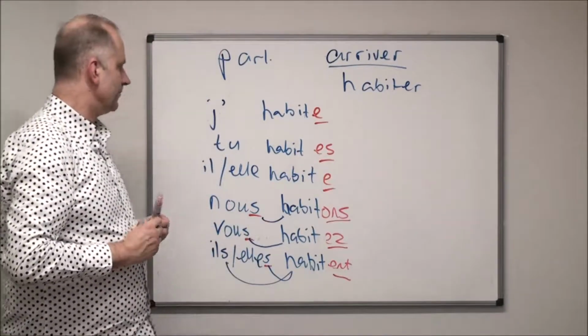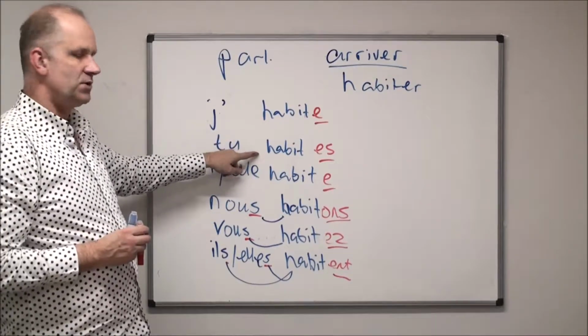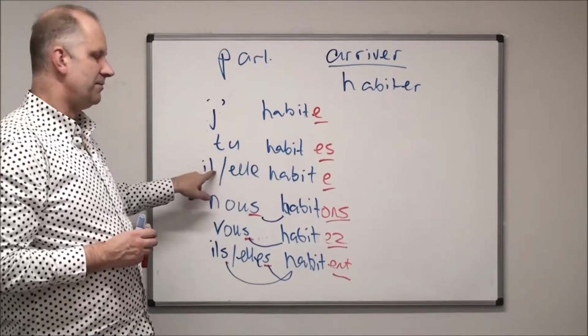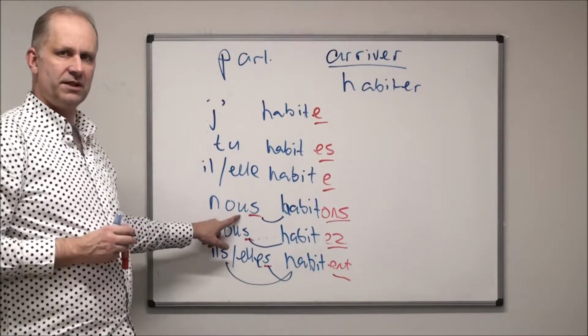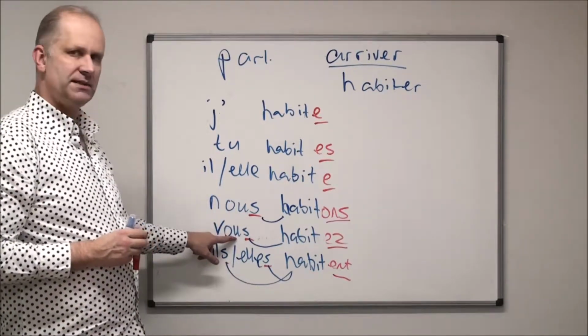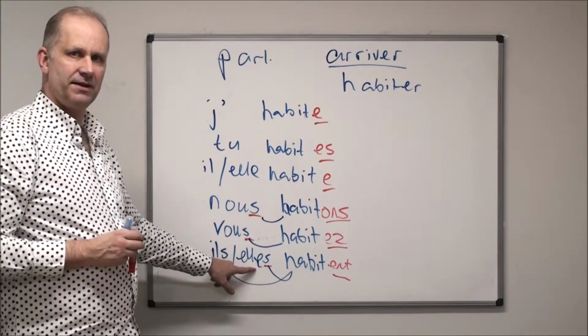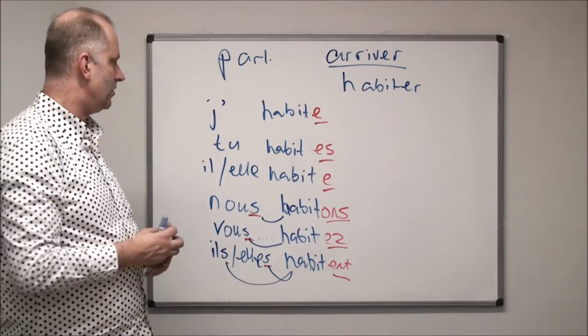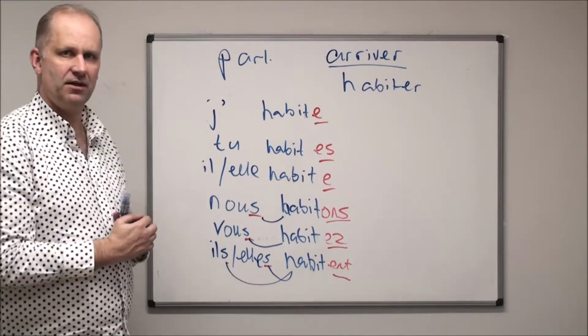So just practice it again. J'habite, tu habites, il habite, elle habite, nous habitons, vous habitez, ils habitent, elles habitent. Très bien. Okay, so that's the conjugation of ER verbs.